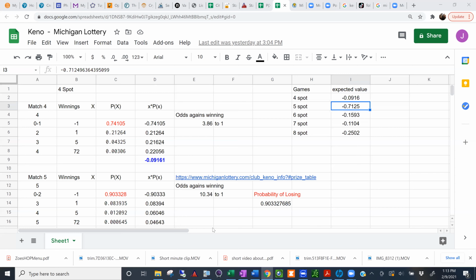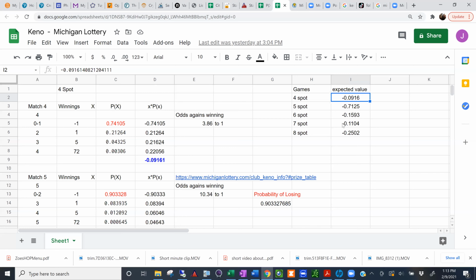So this time we have a few more people doing the 4, only 1 doing the 5, 3 doing the 6. Still 3 want that 7 spot. 7 spot's not a bad play, and the 8 spot. Now, if we look at the expected values, what I'd be looking for if I was choosing a game to play is the highest number. And that's the 4 spot. On average, you're losing about 9 cents out of every dollar playing that.